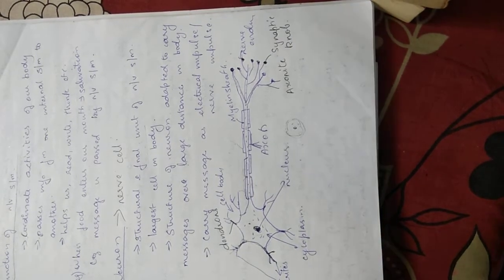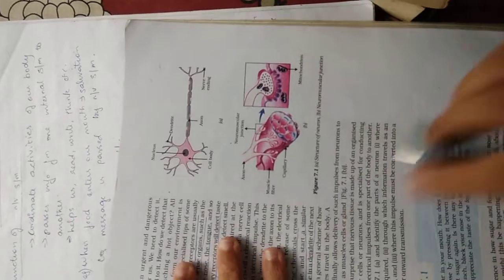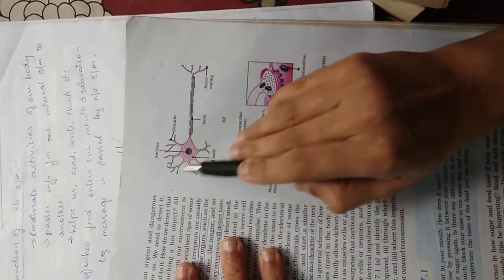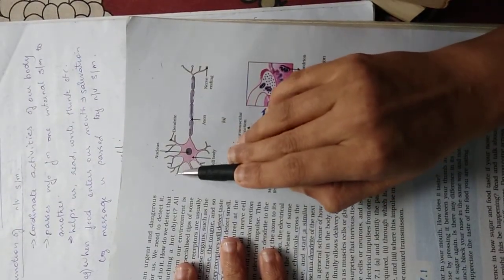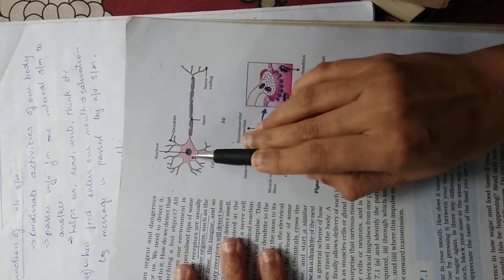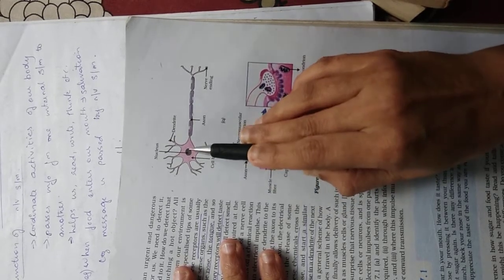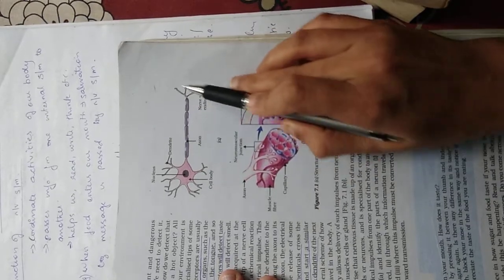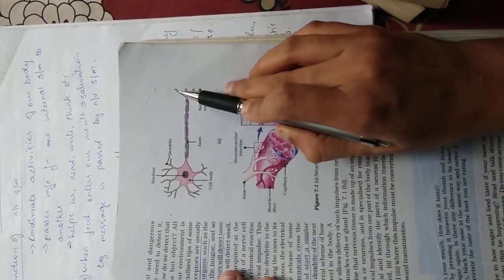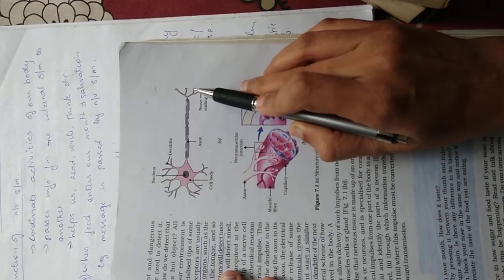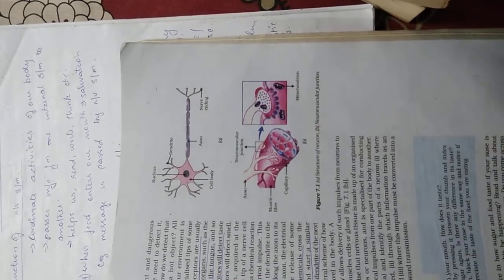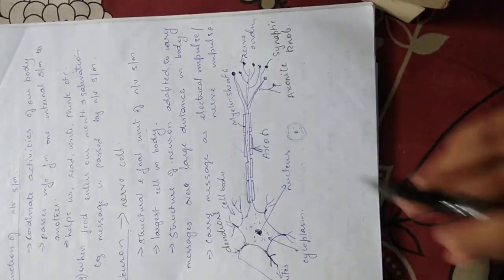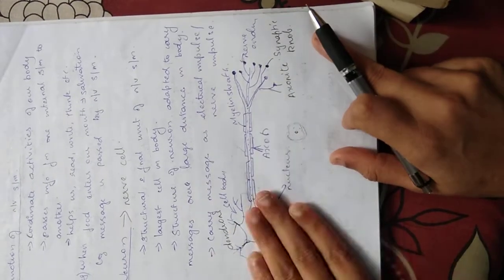So this is your text figure. This is a cell body, and the cell body has extensions known as dendrons, and the dendrons are divided into dendrites. In the center, you have something known as nucleus. The largest extension is known as axon. Axon is further divided into axonites, and each axonite goes and ends in something known as synaptic knob. This is the structure of the nerve cell.